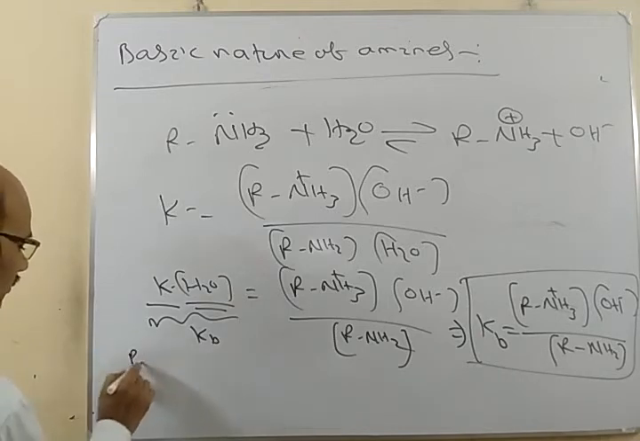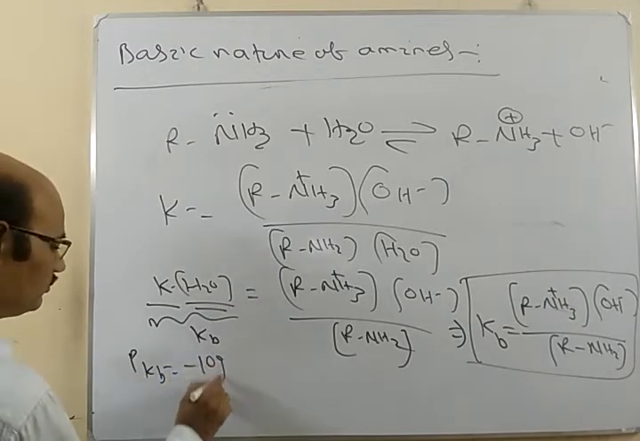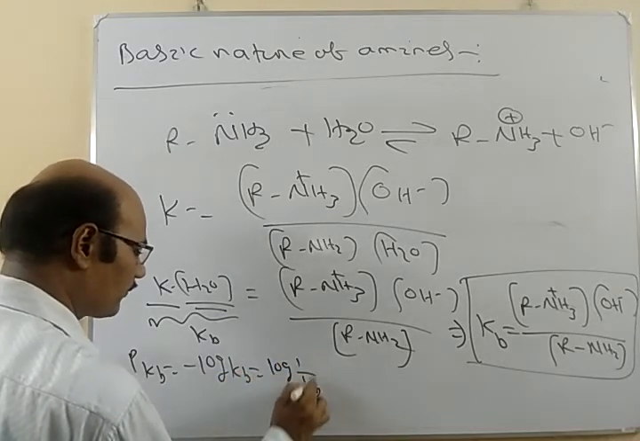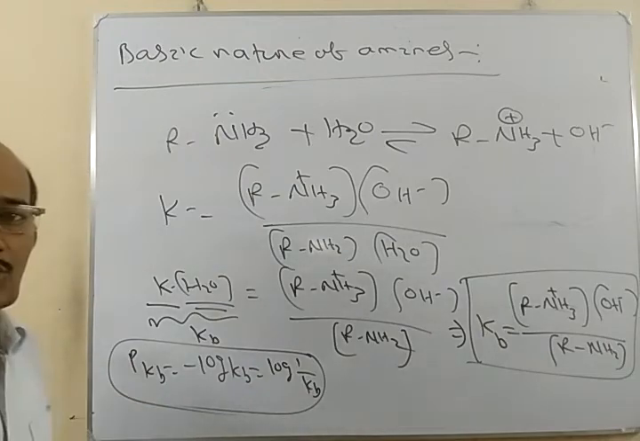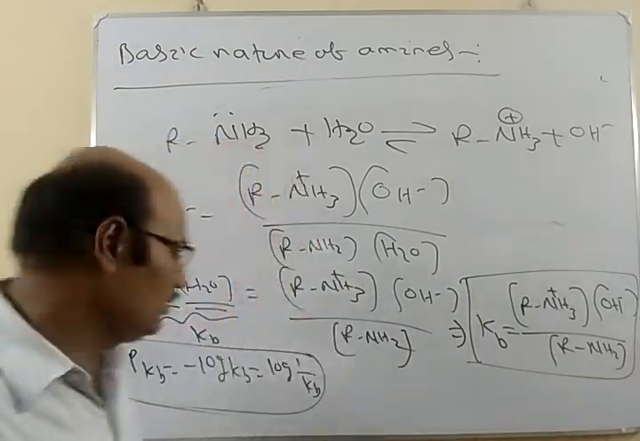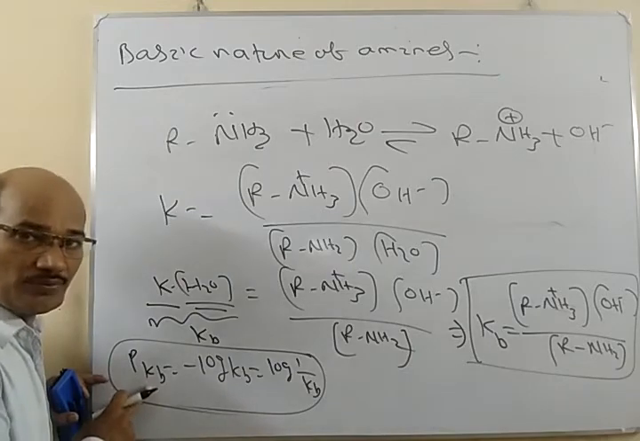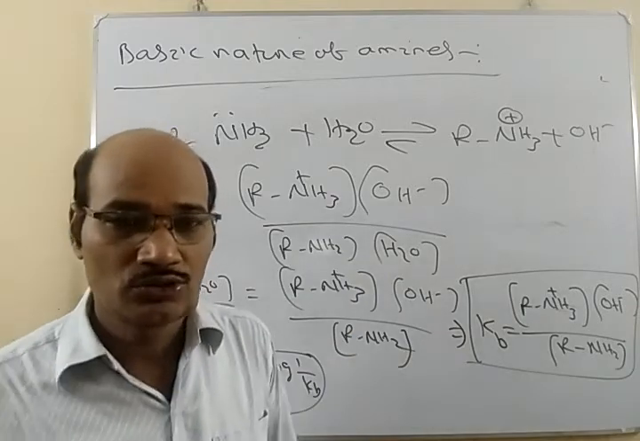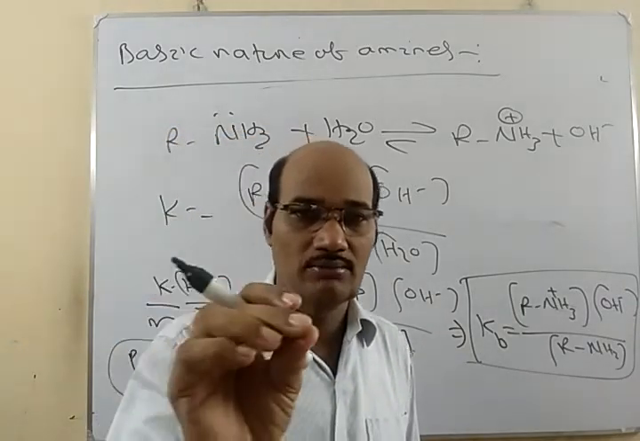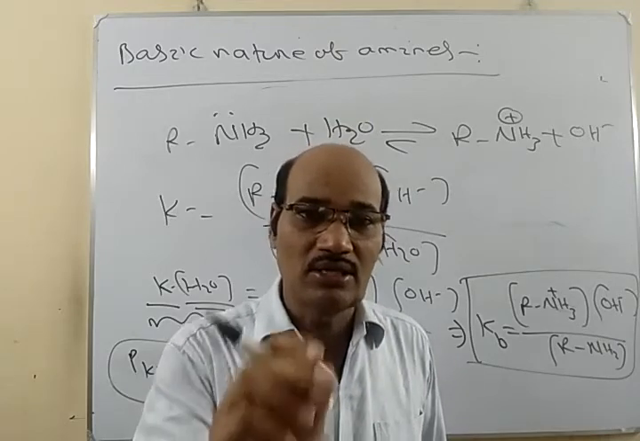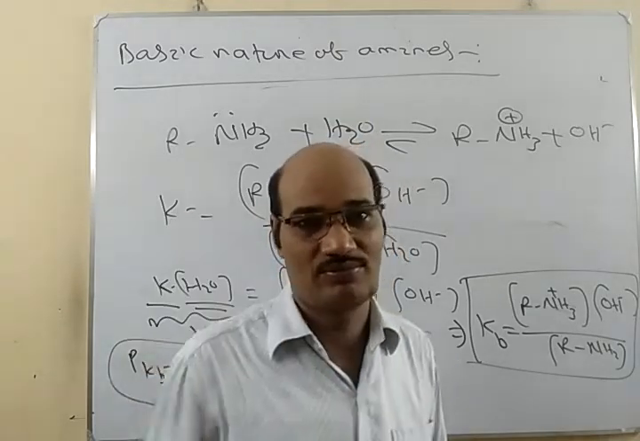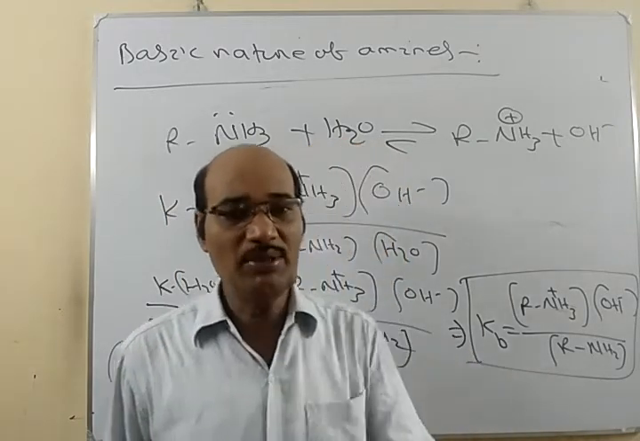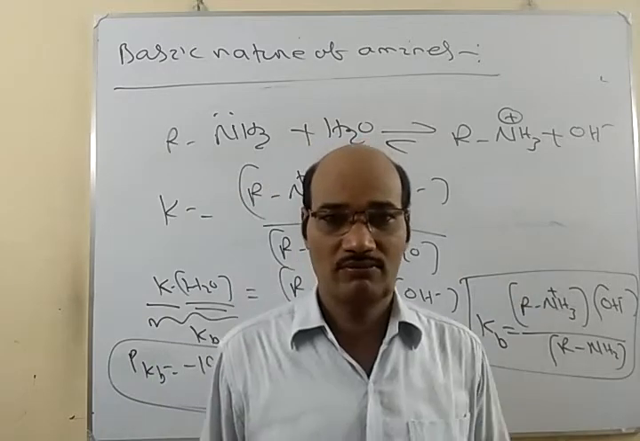pKb equals minus log Kb, which equals log 1 by Kb. So more the value of Kb, less the value of pKb, and more will be the basic character. So the basic strength of a base depends upon the ionization constant value Kb. More the value of Kb, less the value of pKb, more is the basic character.